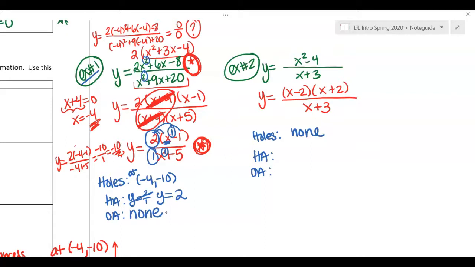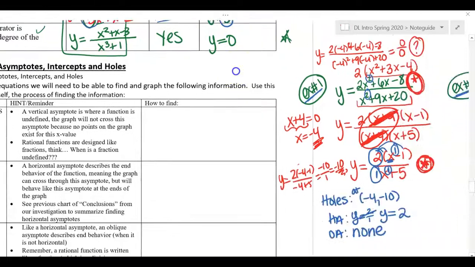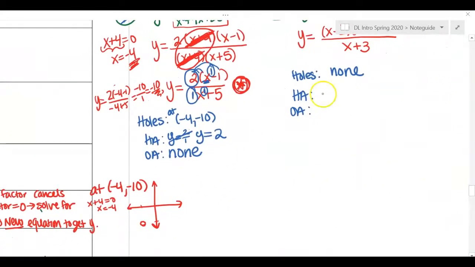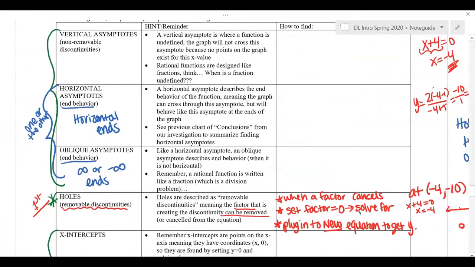Okay. When we look at the second example, the degree in the numerator is higher than the degree in the denominator. That's this situation here, and that is the situation where we do not have a horizontal asymptote. So here we would write no horizontal asymptote. That means we're going to find an oblique asymptote. So let's go back to our chart and read about how to do that. For the horizontal asymptote, you want to just see your conclusions above. We discussed that in detail in the last notes, and that's how we've been figuring out if there is a horizontal asymptote.